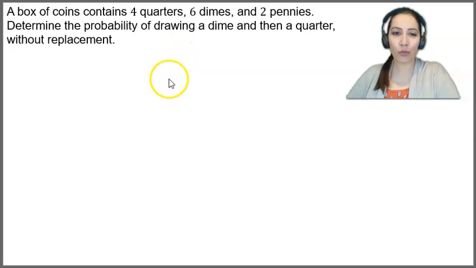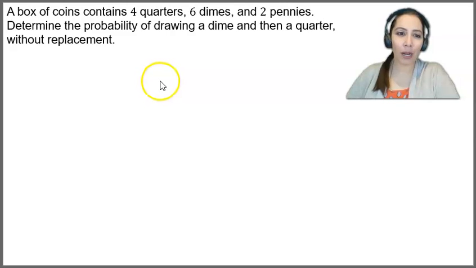A box of coins contains 4 quarters, 6 dimes, and 2 pennies. Determine the probability of drawing a dime and then drawing a quarter without replacement. How can I figure the probability of this problem, and what does it mean to be without replacement?